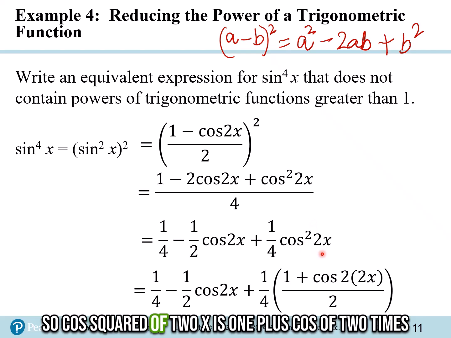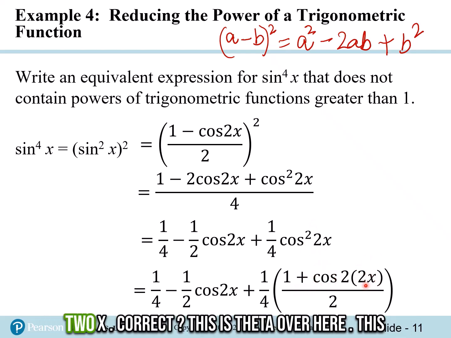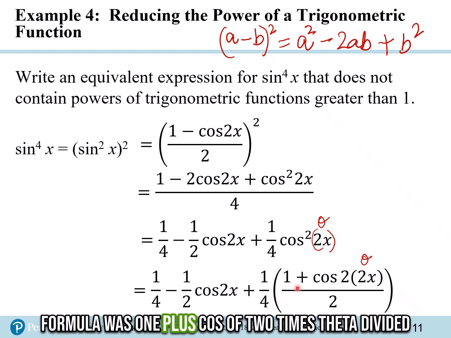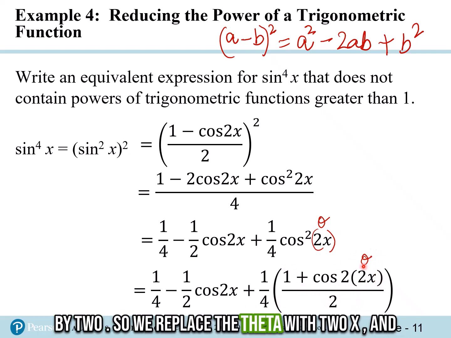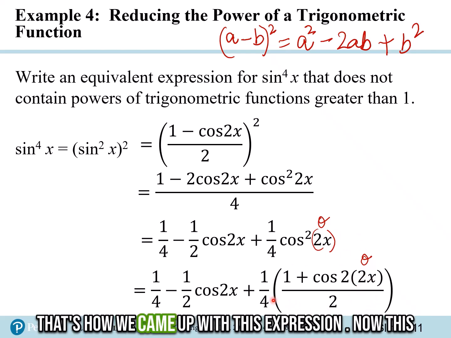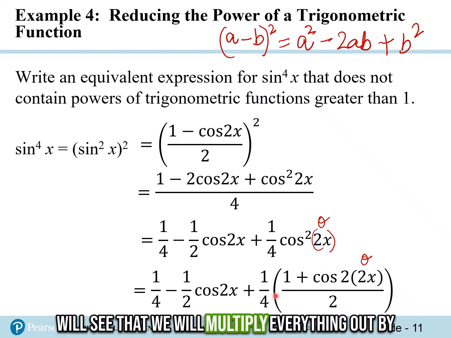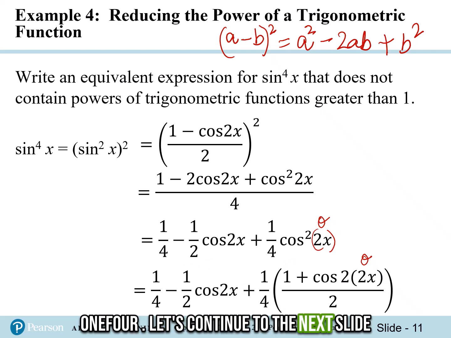So cos squared of 2x is 1 plus cos of 2 times 2x. Correct? This is theta over here. This represents our theta. So the formula was 1 plus cos of 2 times theta divided by 2. We replace the theta with 2x, and that's how we came up with this expression. Now this will go on to the next slide, but in the next slide you will see that we will multiply everything out by 1/4. Let's continue to the next slide.